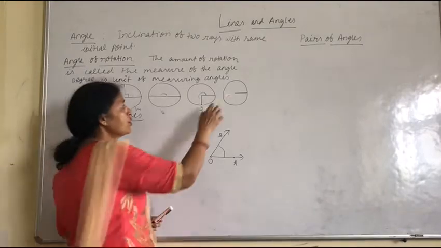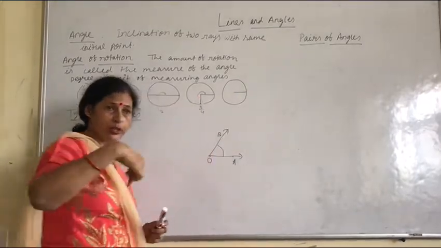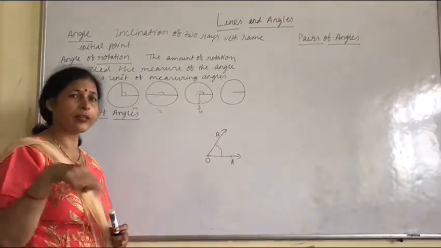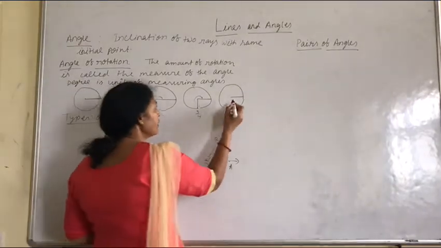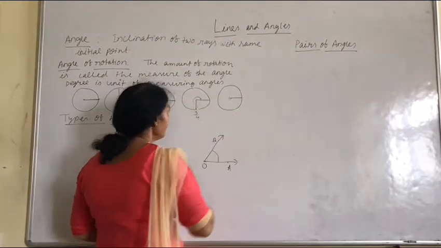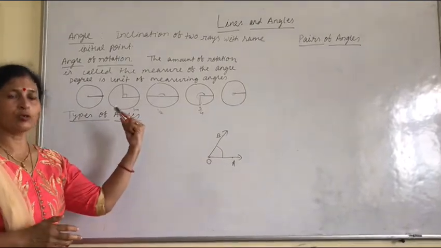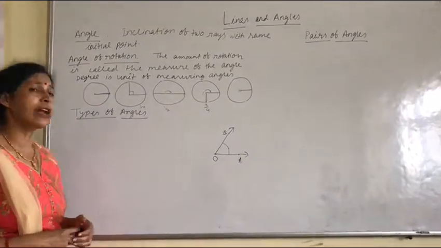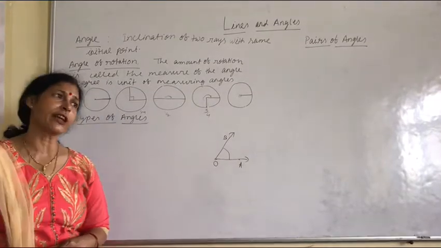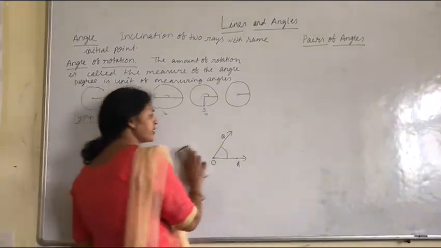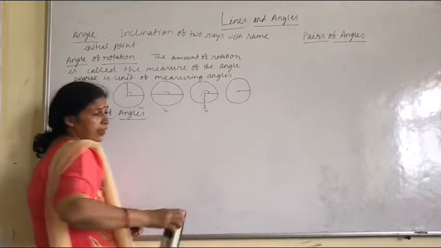Then this is your complete angle, total complete rotation. It takes one complete rotation, 360 degree. Clear? So this is the measurement. How do you measure the angles? In this way you can measure the angle. Now types of angles. Earlier you studied types of angles. Now let's discuss about the angles.